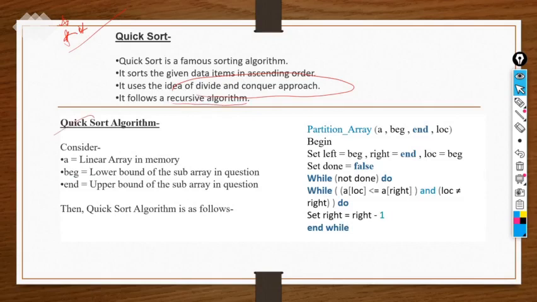The quick sort algorithm has some variables that have definitions here. A is a linear array in memory. BEG is the lower bound of the subarray, and END is the upper bound of the subarray. Here the lower bound indicates the beginning, and the upper bound indicates the last, ending element of the array. Okay, so this is BEG and this one is the ending position. And this represents the total number of elements in the array. So the algorithm starts over here.